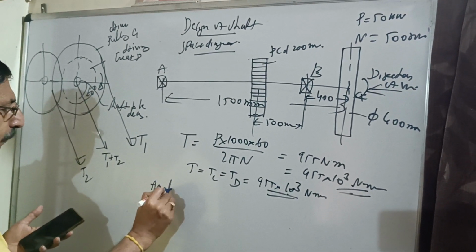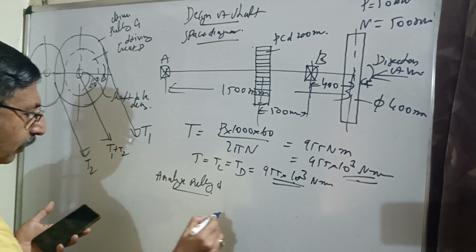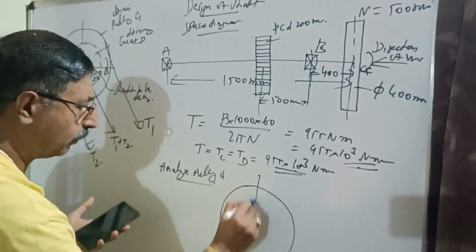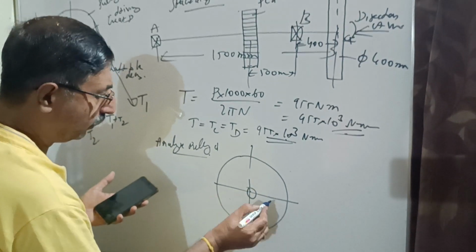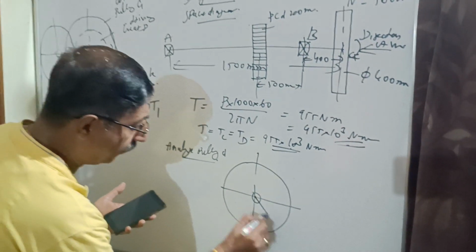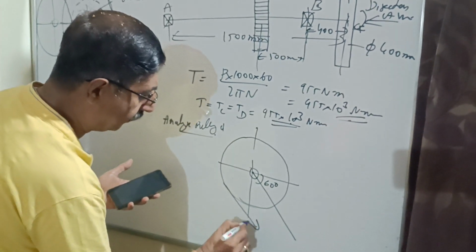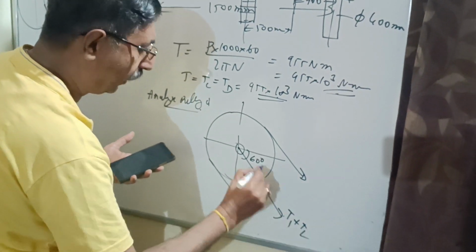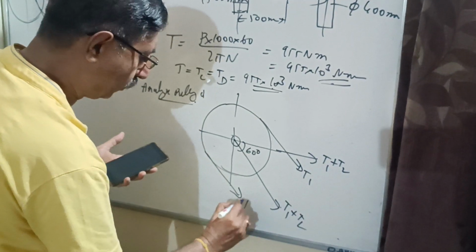Analyze pulley C. If I analyze pulley C, you will first draw that pulley, whatever pulley we have shown there. The direction is inclined at 60 degrees below the horizontal and away from the observer. So this is T1 plus T2, and we have to resolve this. This is T1, this is T2.